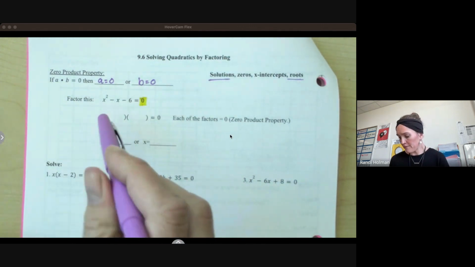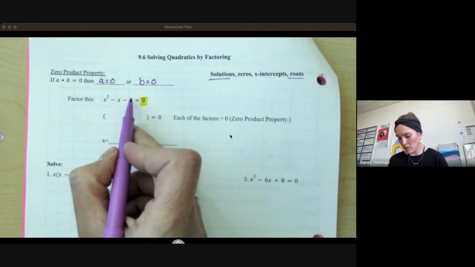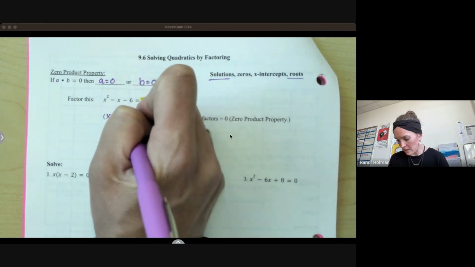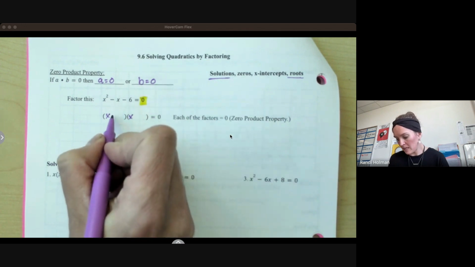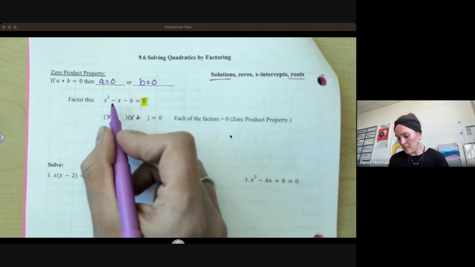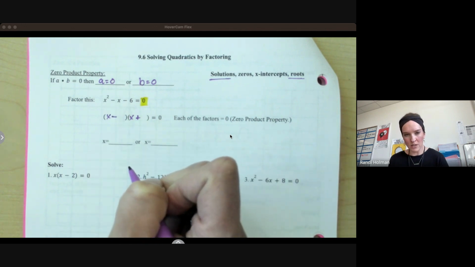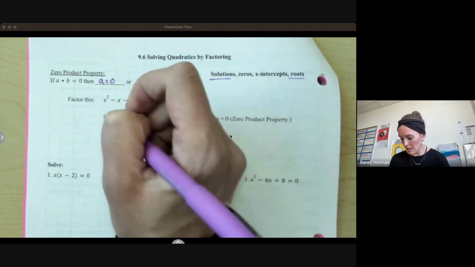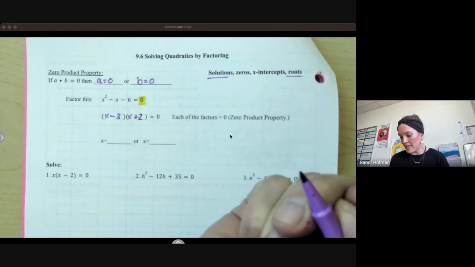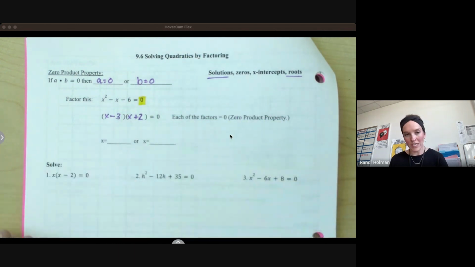So if I factor this, I'm looking for what things multiply to be -6 and add to be -1, because I know I have an x and an x. We multiply to be a negative, so one's negative, one's positive, and they have to add to be -1, so that would be -3 and +2. So each of those factors could equal 0 to make the whole thing be 0.